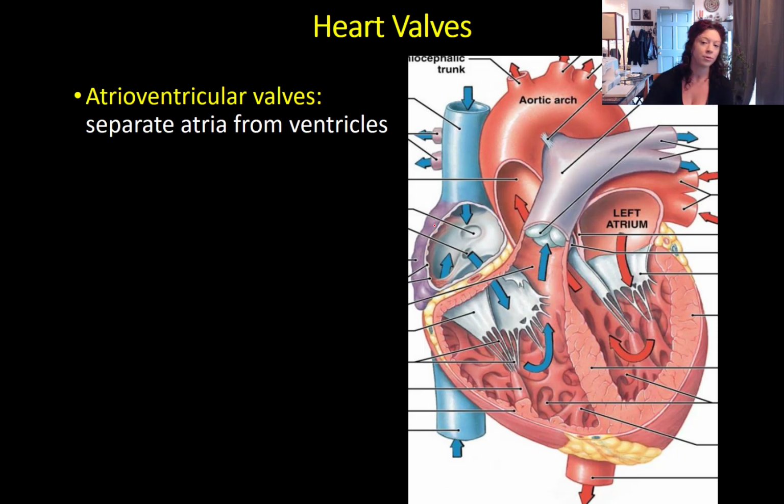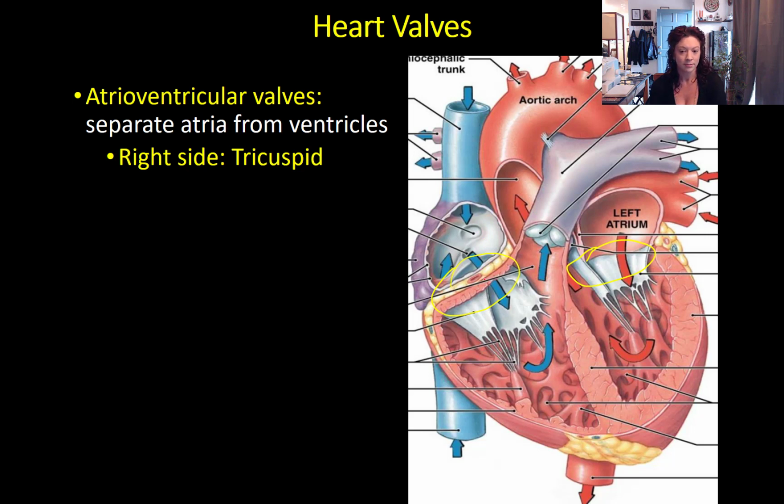Now, blood flow through these vessels has to be regulated. It can't be allowed to just flow all the time. The heart's a nicely controlled system, and it controls when blood can move through different areas. The atrioventricular valves are probably the most obvious. They're here, and they're what regulate blood flow from the atria to the ventricles.